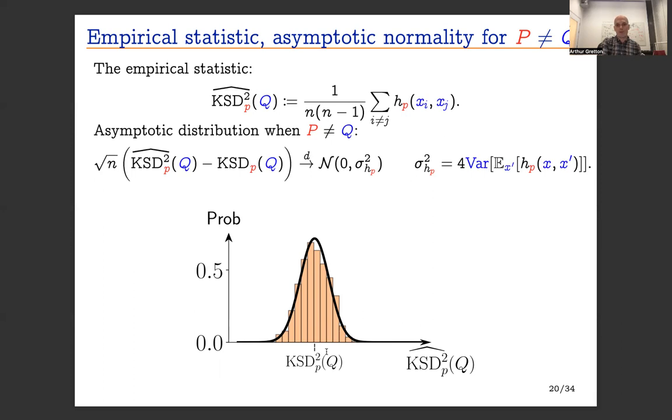So here's a numerical simulation illustrating that the empirical kernel-Stein discrepancy is in fact, in practice, quite well approximated by a Gaussian around the population kernel-Stein discrepancy.